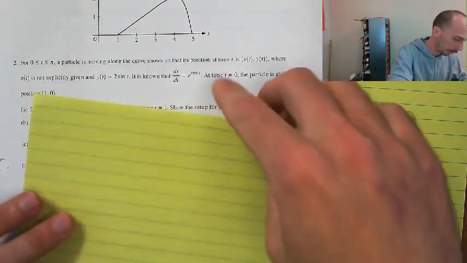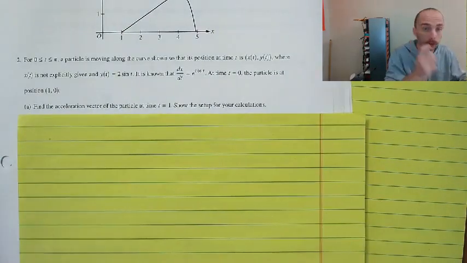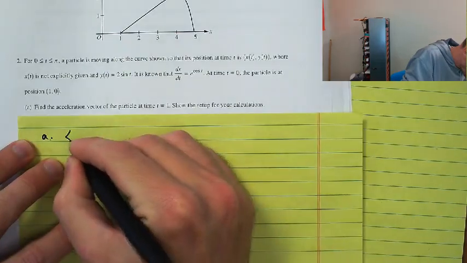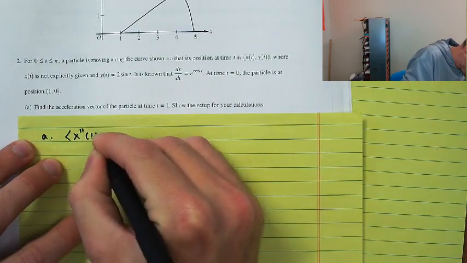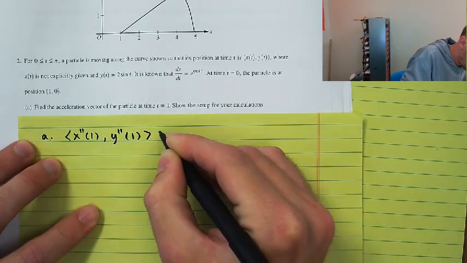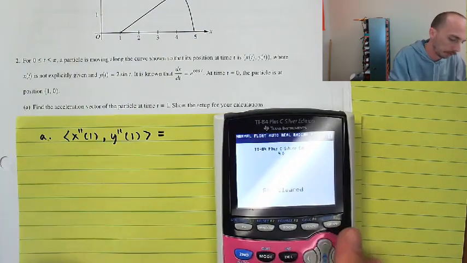So I'm going to go over here, and for part A, we're going to need x double prime and y double prime, because that's acceleration. So for A, x double prime of 1 and y double prime of 1. This is what they're talking about when they say show the setup for your calculations. We don't have to do anything else because we're going to use the calculator to find this derivative.